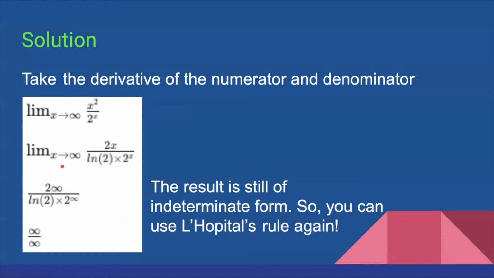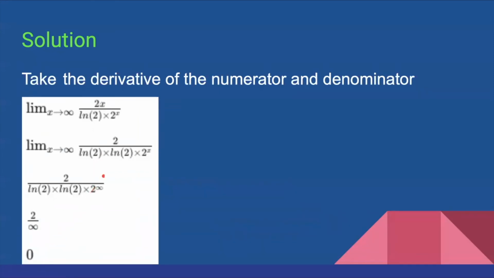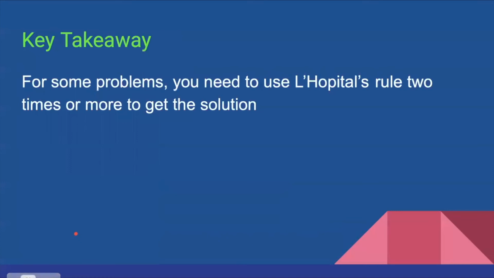And now you plug in infinity for x, and you see that you'll still get infinity over infinity. So it's still of indeterminate form, so you can use L'Hopital's rule again. All right, so you differentiate both the numerator and denominator. The derivative of 2x is just 2, and the derivative of 2 to the power of x is ln 2 times 2 to the power of x, and you still have a constant right over here. Okay, and then now you plug in infinity for x, you'll get 2 divided by infinity, which is 0. So the key takeaway from this problem is that for some problems, you need to use L'Hopital's rule 2 or more times to get the solution.